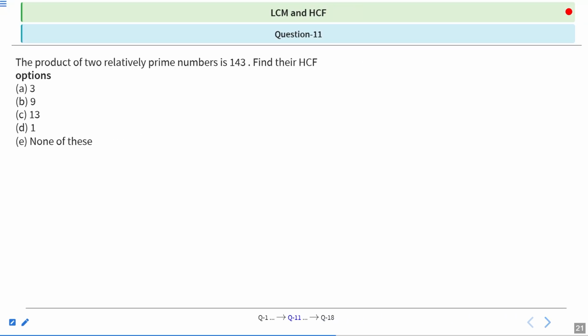The product of two relatively prime numbers is 143. Find their HCF. And the options are option A 3, option B 9, option C 13, option D 1 and option E none of these. I am giving you 10 seconds to find out the correct answer, and after that I will do the solution.